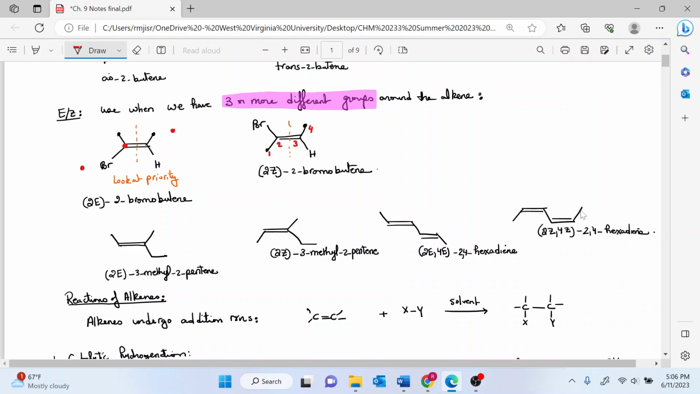And your double bonds, they do start on carbon number 2 and on carbon number 4. So this is why on carbon number 2 you have a Z stereochemistry, on 4 you have Z stereochemistry. You separate those by commas.